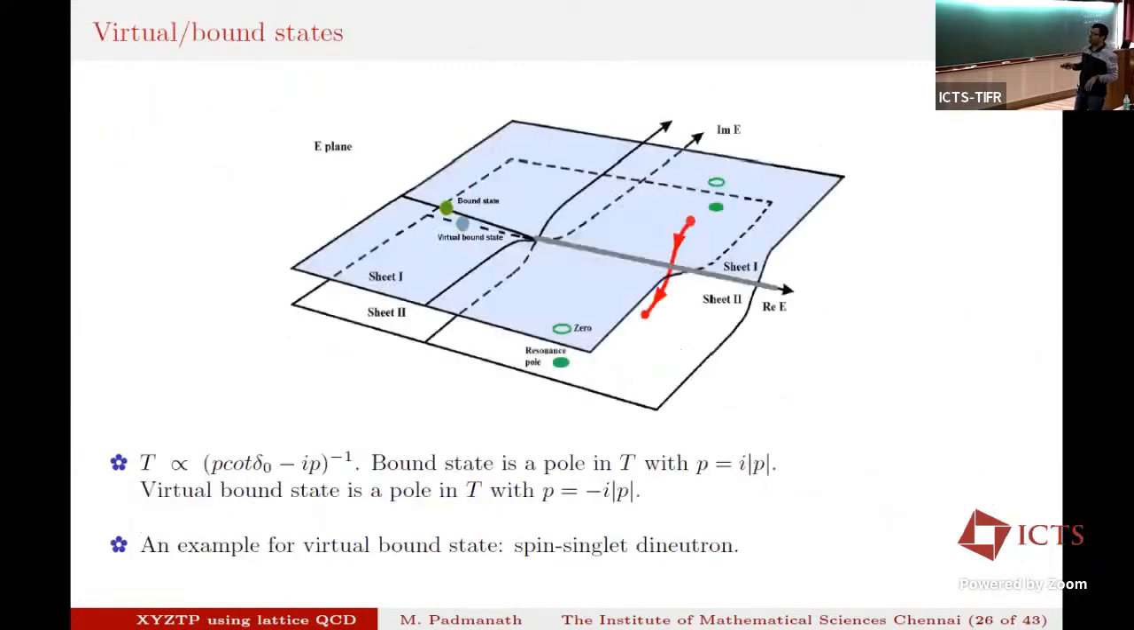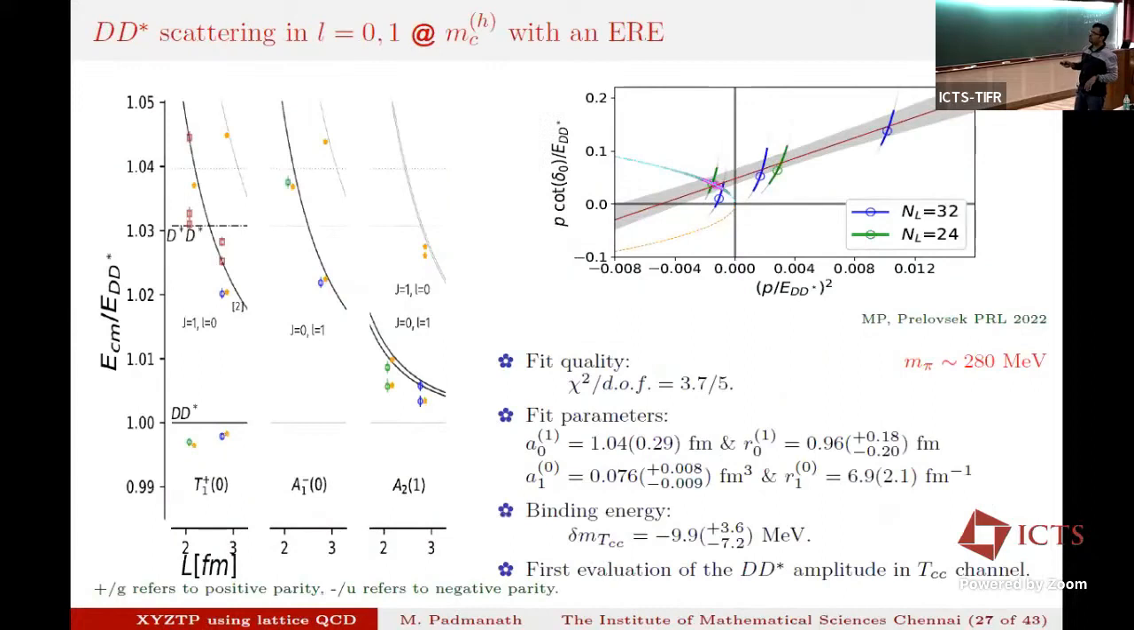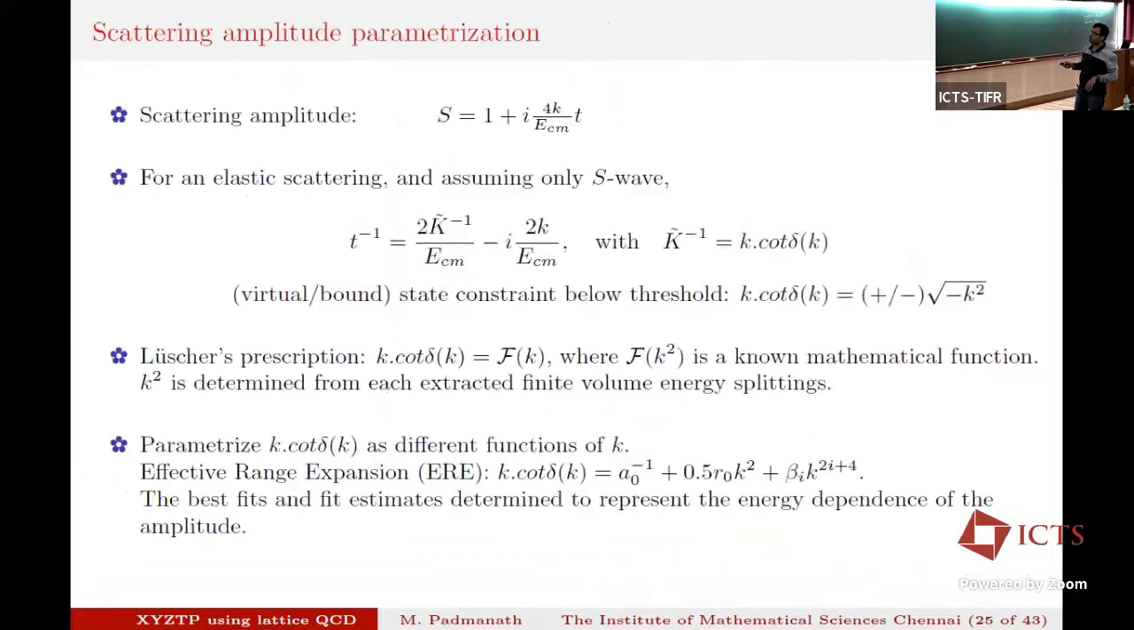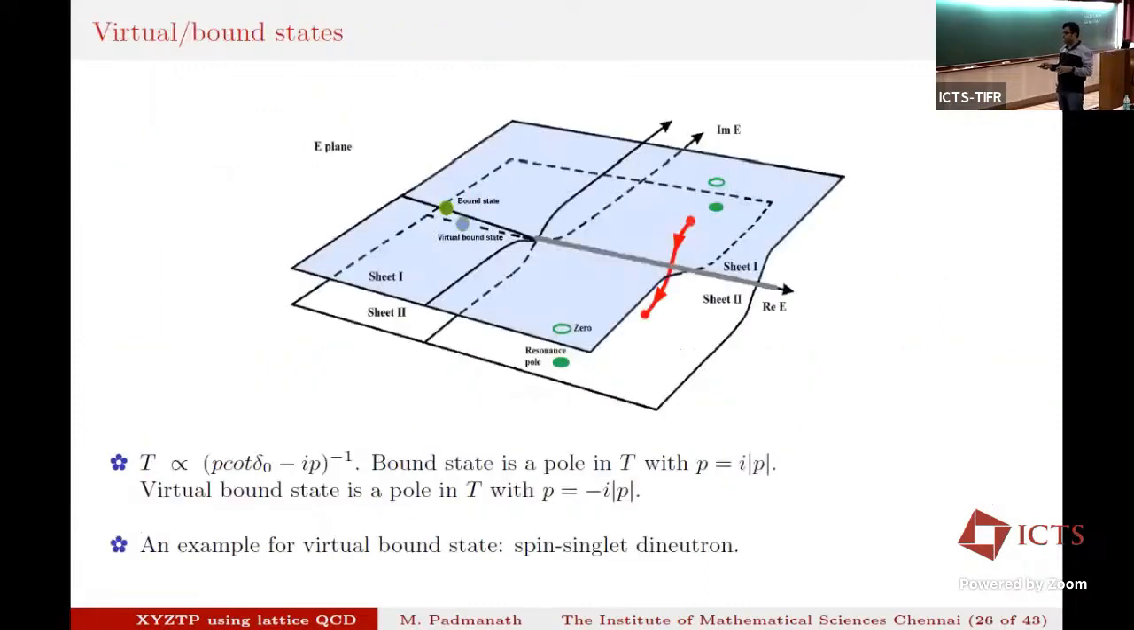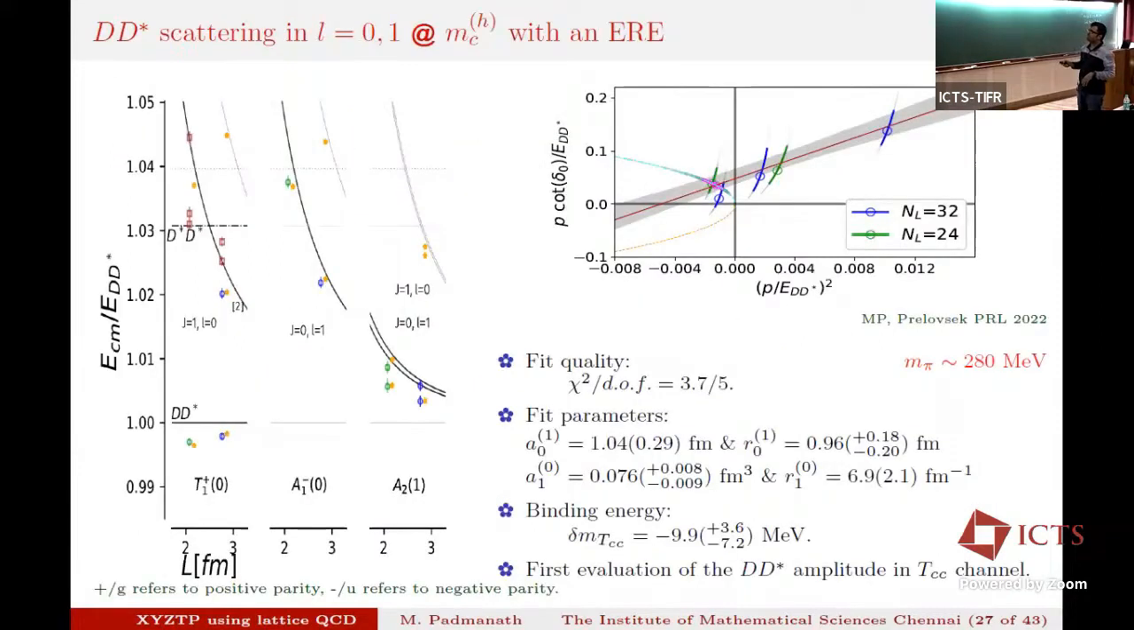Whenever these two quantities cross, there exists a pole, because at this point T inverse goes to 0. That means T is infinite. So that leads to a pole, which we relate to the experimentally observed TCC. How we do it is what I will discuss in the next slide.